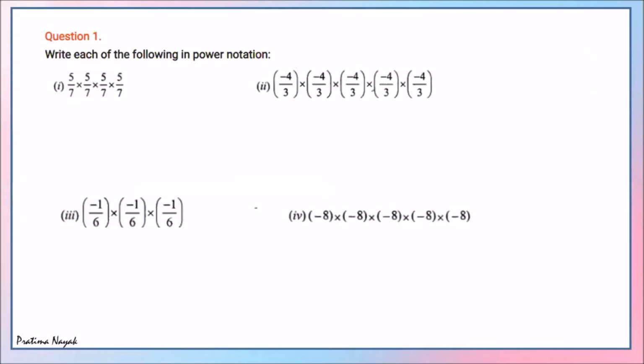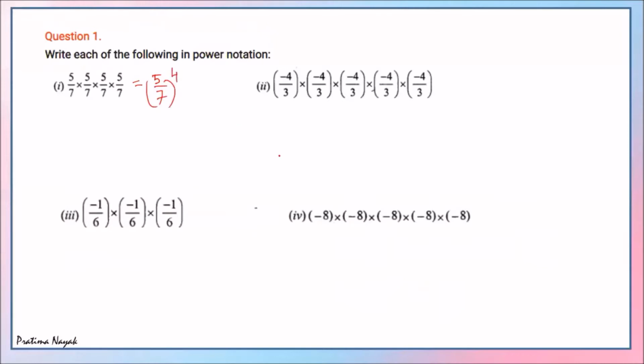Question number 1, there are 4 parts. Here the question is, write each of the following in power notation. Power means how many times they are repeated. So I'll count only 5 by 7. How many times? It is 4 times. Just simply it will be (5 by 7) to the power 4. That's all.